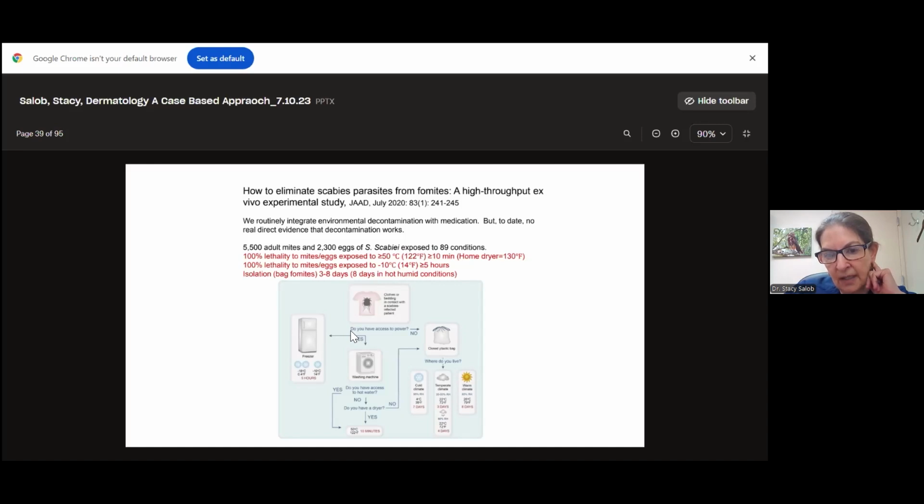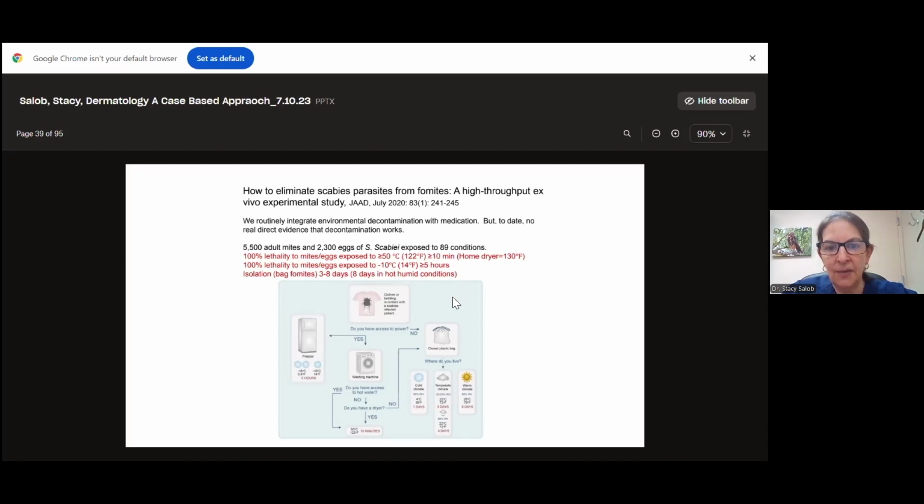And they found in order to actually kill the scabies mites, you needed to expose them to a lot of heat, so greater than 50 degrees Celsius or 122 degrees Fahrenheit for at least 10 minutes. Fortunately, a home dryer on a high setting is 130 degrees. You could freeze them out at minus 10 degrees Celsius, but that's a little tougher to put them in the freezer, and that would be over 5 days.